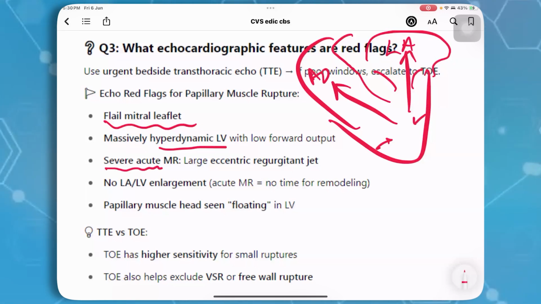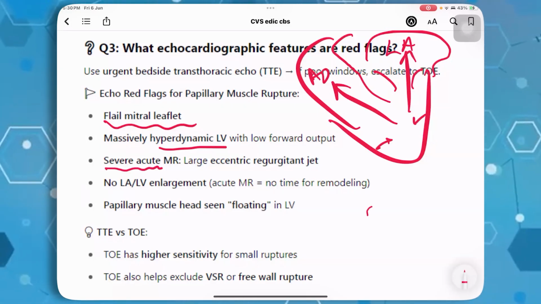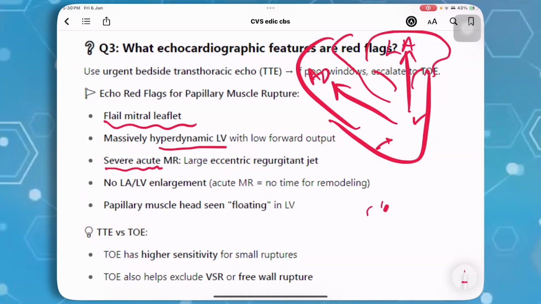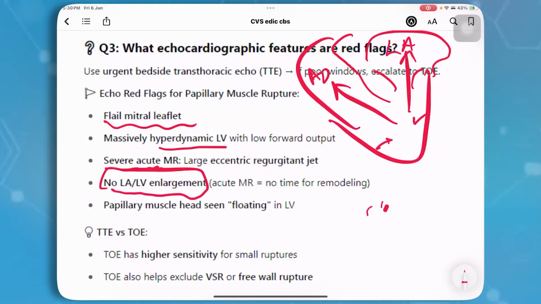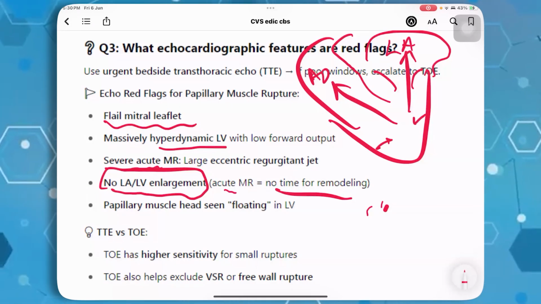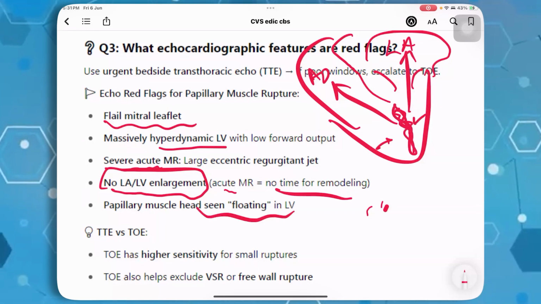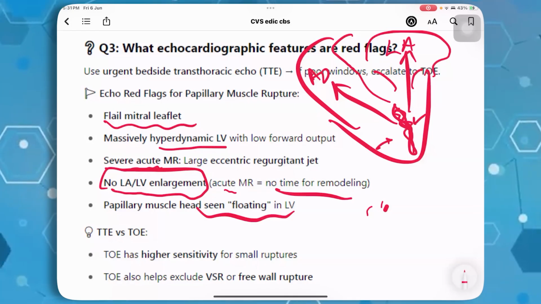In severe acute MR, on an echocardiogram, you can actually see a large eccentric regurgitant jet. There is no LA-LV enlargement. Why? Because acutely the LA and LV don't get time to adapt to the increased blood flow back into the LA. In acute MR, there is no time for any remodeling. Sometimes you can see the papillary muscle floating with the blood flow. That is usually a very bad sign to see, and it is immediately told to call the cardiovascular surgeon team. This patient will need an emergency MVR.